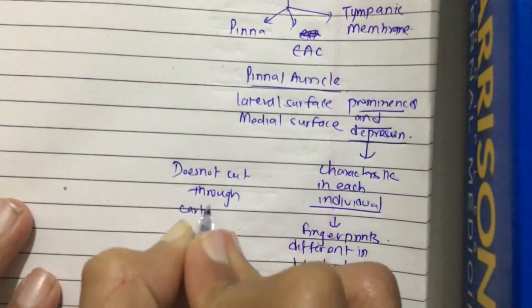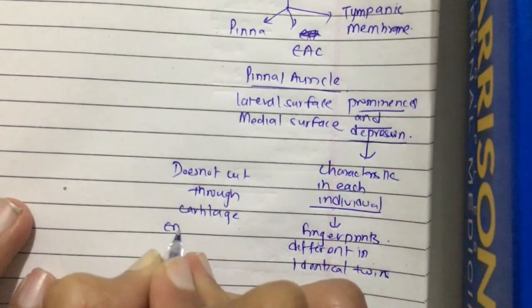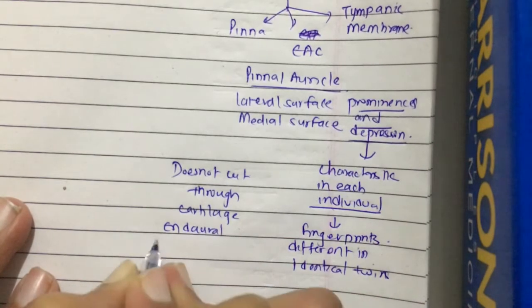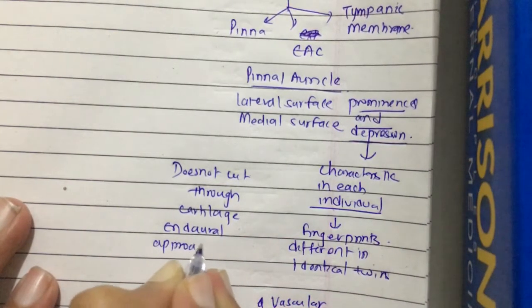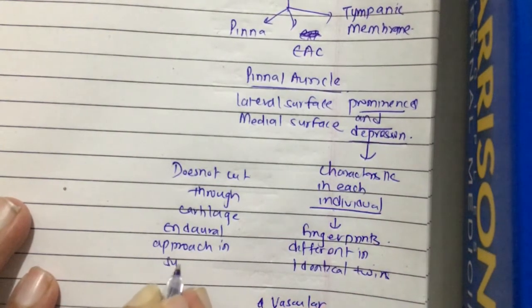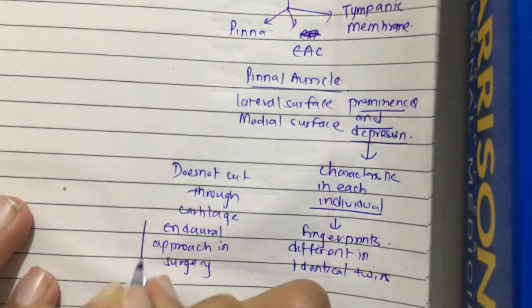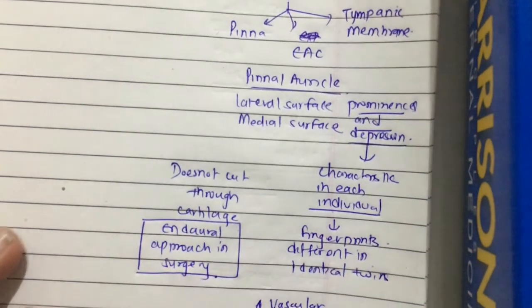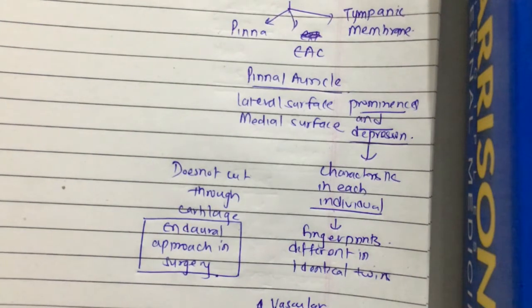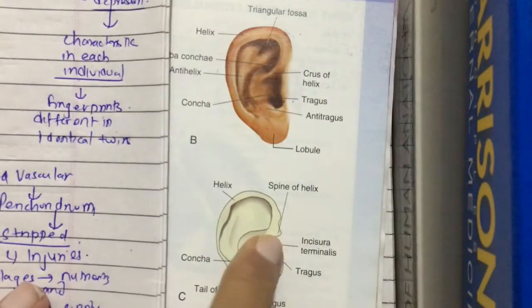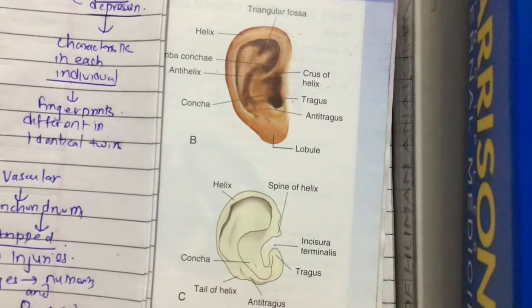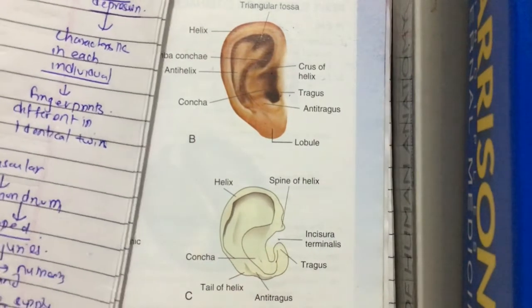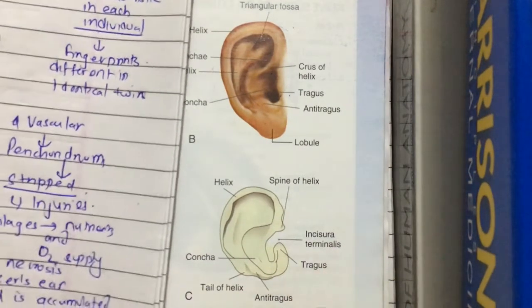So we can do the endoaural approach in surgery. These approaches will be discussed later in the surgical parts, but we have to remember the fact that if we cut through the incisura terminalis, it will not cut the cartilaginous framework, and this is the importance of incisura terminalis.